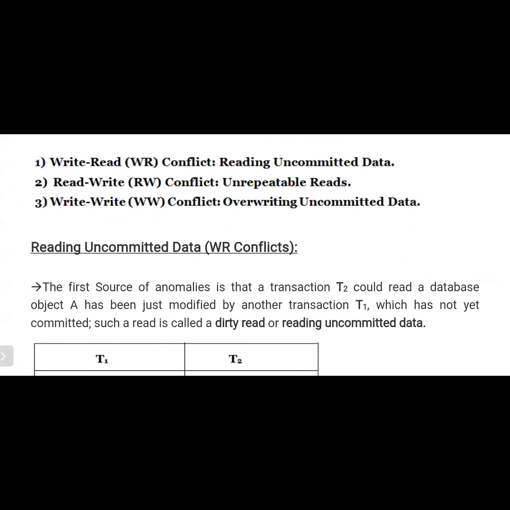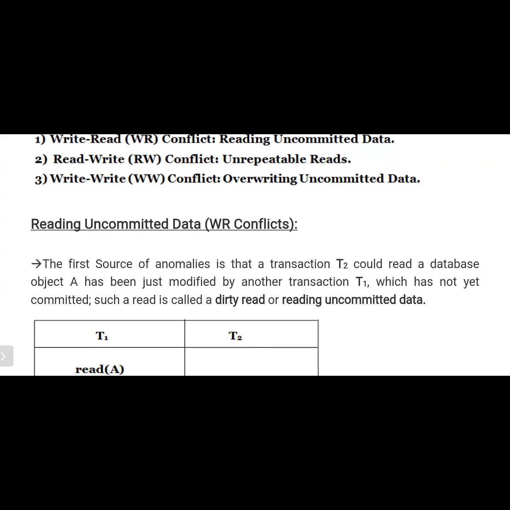Here the problem occurs at the place of T2 only. If you observe, the title is reading uncommitted data. That means T1 is performing a write operation and T2 is performing a read operation. During some changes on a particular data item, at the same time T2 will be reading the same data item. That is nothing but reading uncommitted data. Simple.